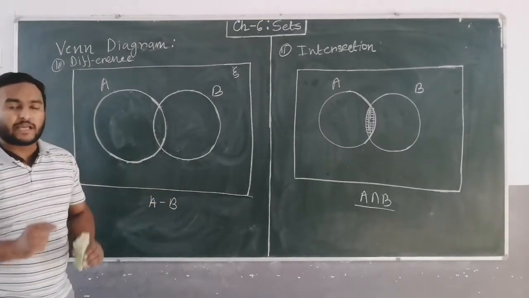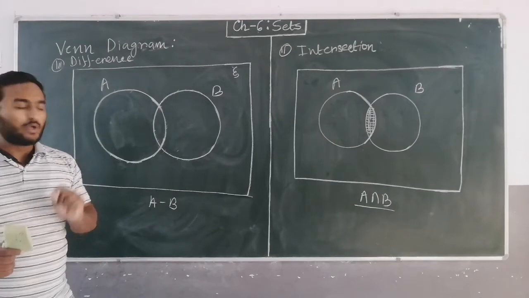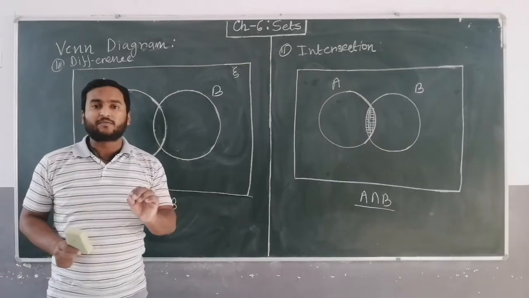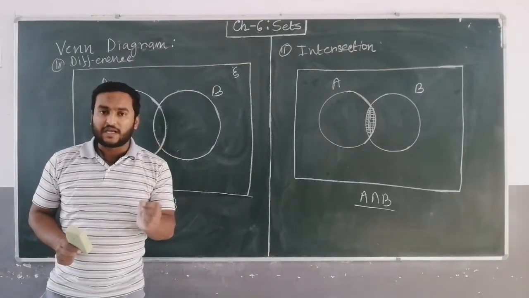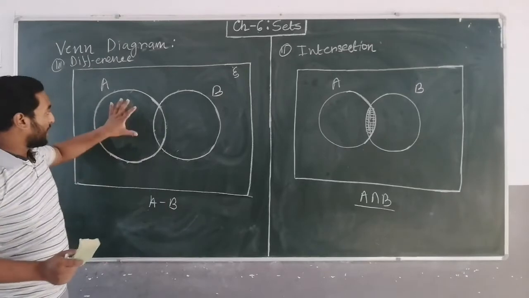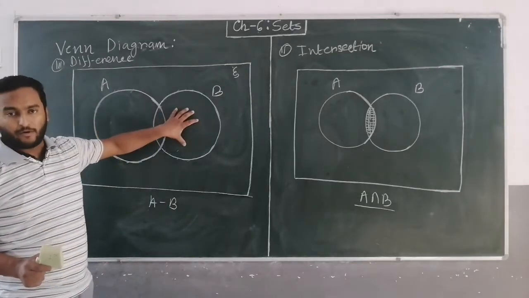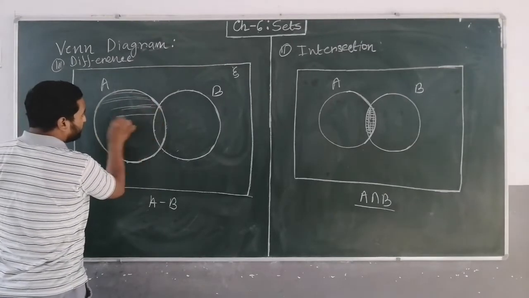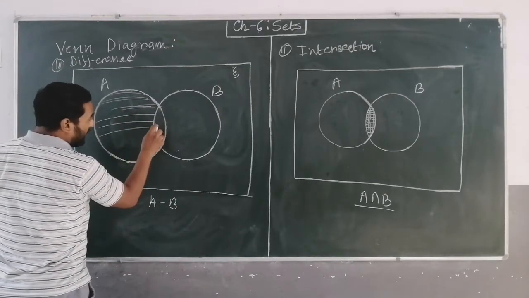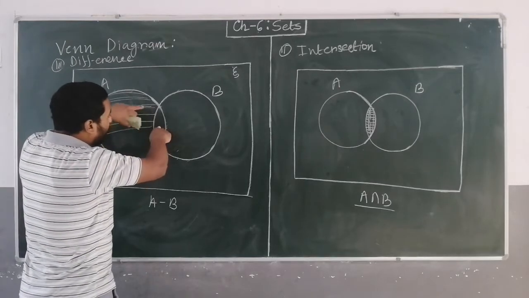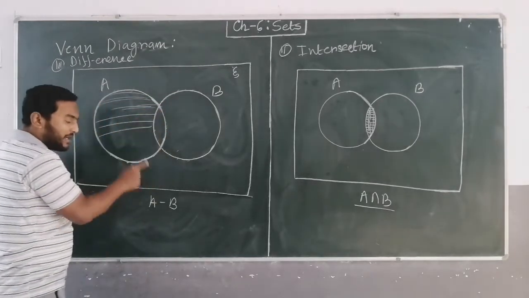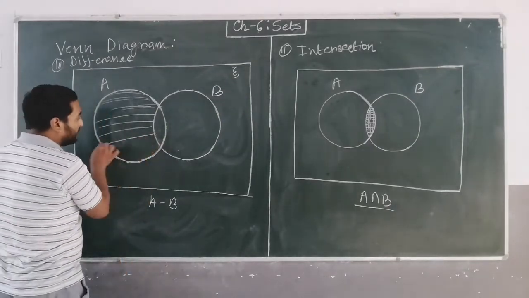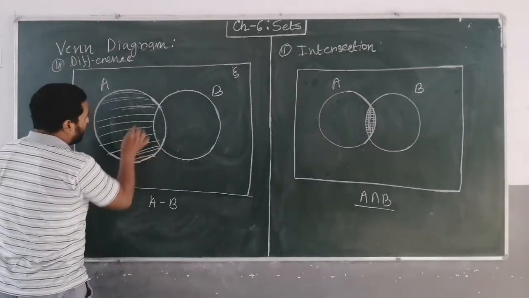A minus B is the set where the elements belong to A only, not to B. In set builder form, A minus B is the set where the elements belong to A only, not to B. So the elements belong to this part. If you consider this part, it is the part of A as well as B, but A minus B is the set where the element only belongs to A, not to B. So this is the part you have to shade.